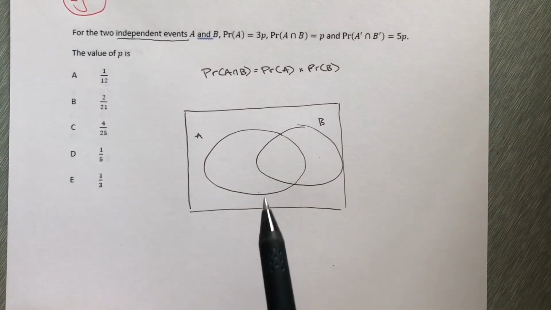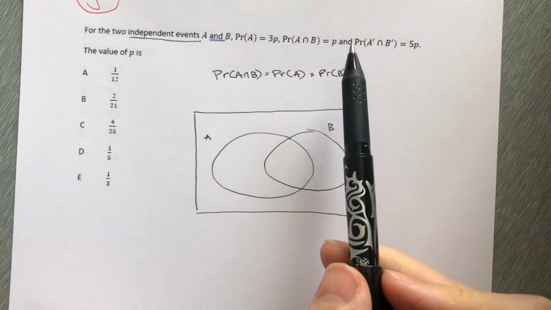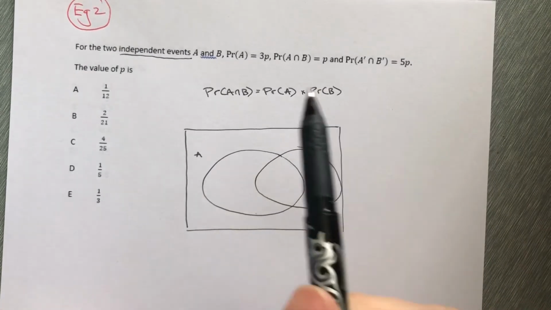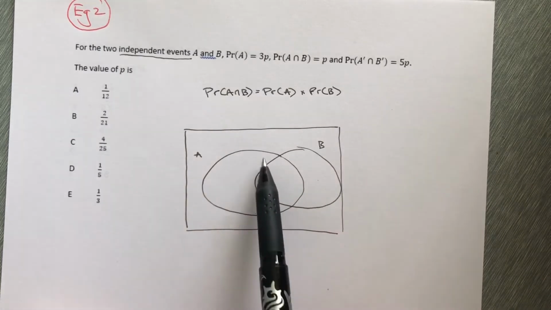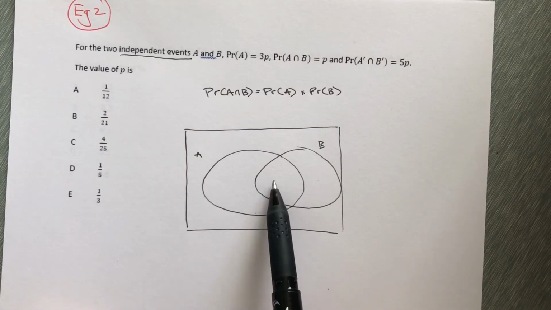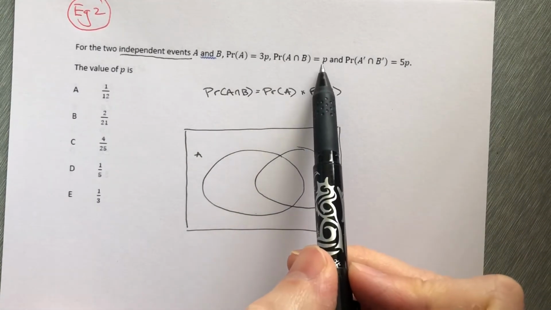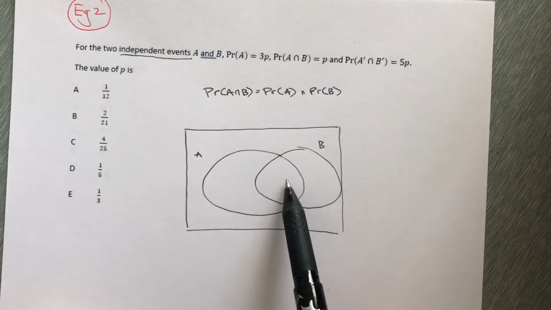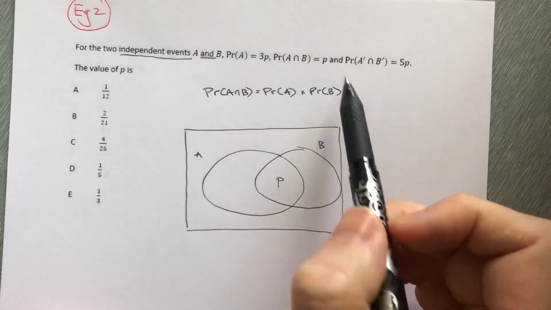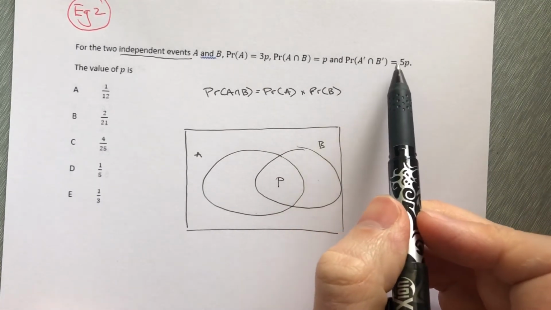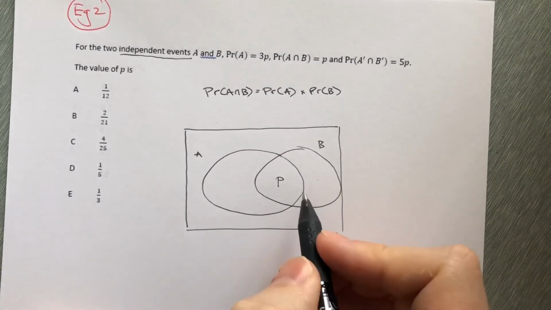Okay, I've got my Venn diagram here. I want to put what I can into it. So I'm going to leave this for a second because this A takes up two sections. It's that one and that one. But A and B, that is in here, and the probability of that is p. The next one, probability of not A and not B, so that would be the outside section. That would be 5p.